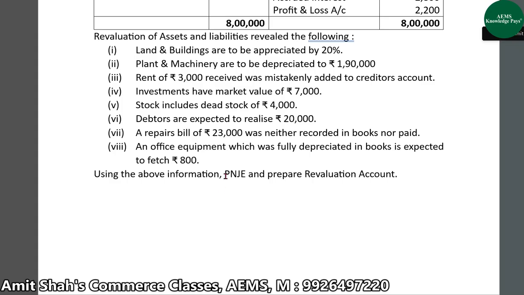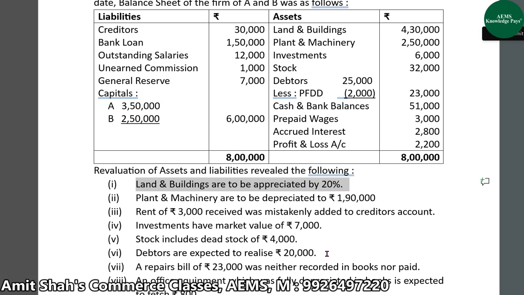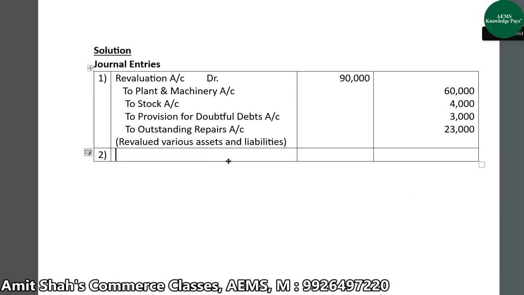Now we record profit upon revaluation. So here we have profit. We have to appreciate the value of land and building by 20%. By 20% means we have to increase it by 20% of the book value. So book value is 4,30,000. 20% of this is 86,000. So we need to increase the value of land and building. And whenever we increase the value of an asset, we debit that asset. So here we will debit land and building by 86,000.